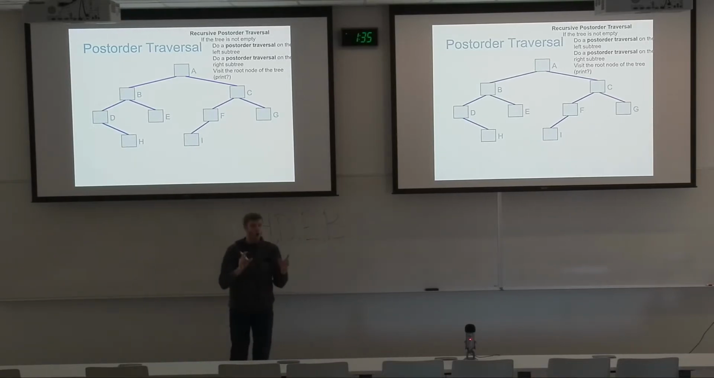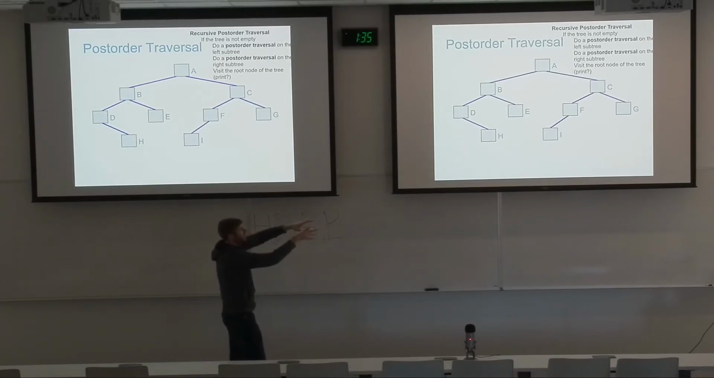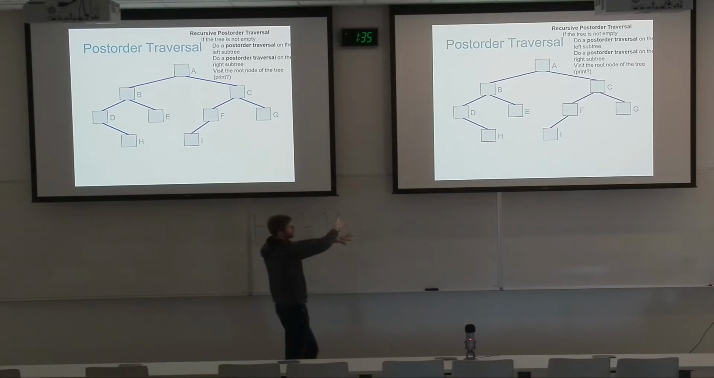Return to A. I've only done the left subtree. I still need to do the right subtree before I can print out A. So I go to C, go to the left, I'm at I. I's left doesn't exist, I's right doesn't exist. I can print out I now.